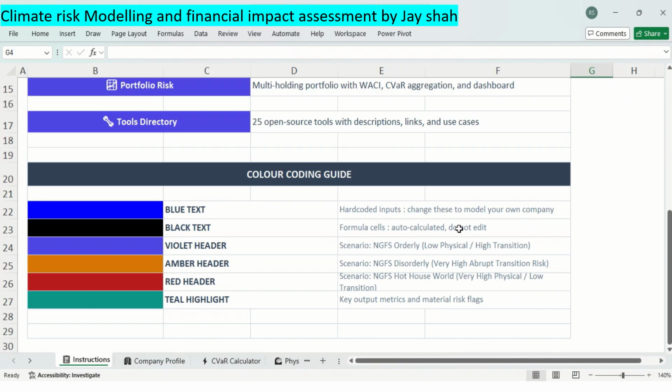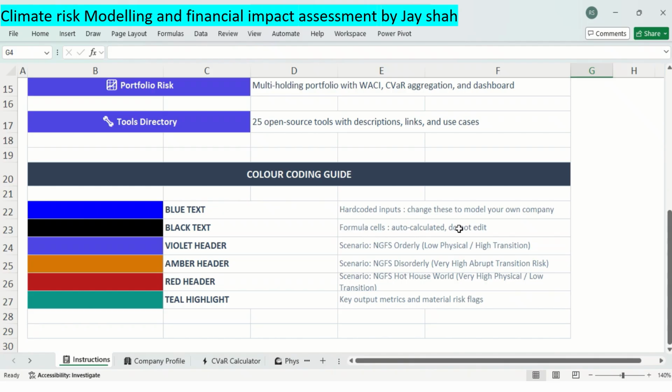Those are the things there, and we will start with this instruction sheet, and then we will move into the various other sheets. So again, welcome to the climate risk financial modeling workbook. Before we touch any numbers, let me show you how this workbook is organized and how to use it.